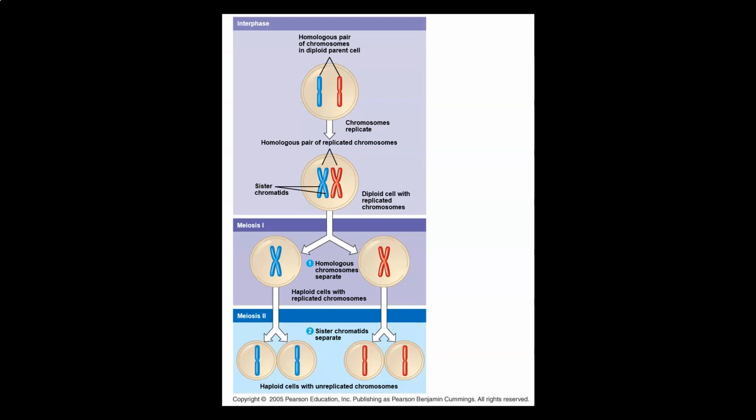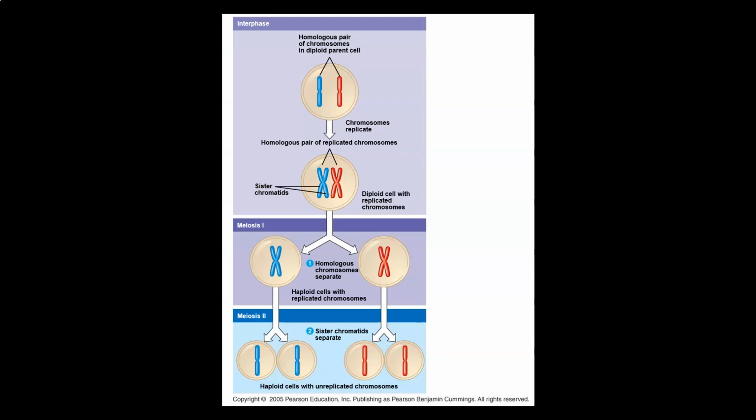And then during meiosis 1, notice the homologous chromosomes get separated into different cells. And then in meiosis 2, the sister chromatids are separated. And then you end up with the 4 at the bottom, 4 haploid daughter cells. Okay, so now we're ready to go step by step through the different phases.